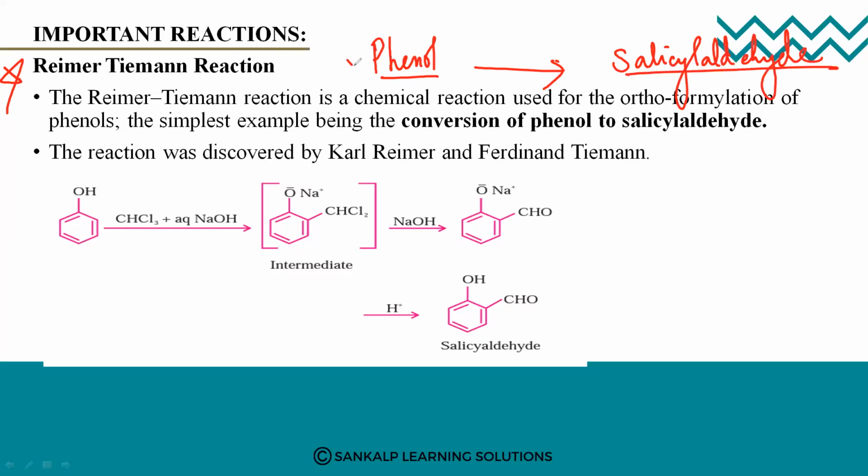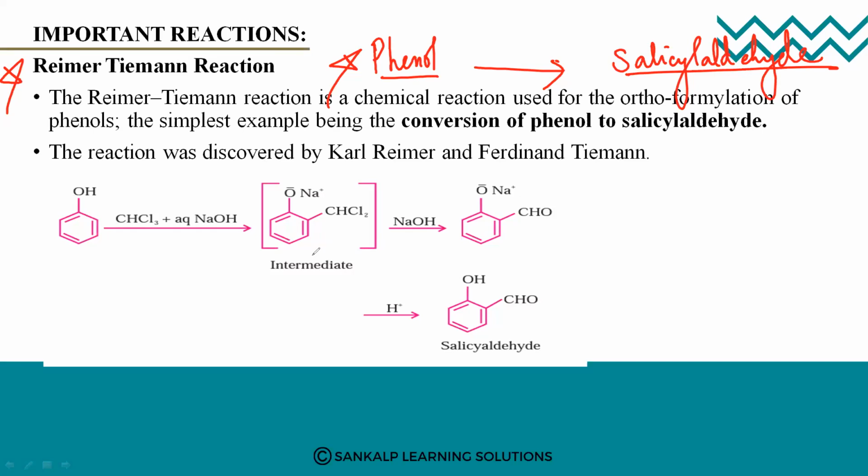So we are converting this phenol to what? We are converting this phenol to salicylaldehyde. It is a chemical reaction which is used for the orthoformylation of phenols. So this is the simplest example wherein we are converting the phenol to salicylaldehyde.